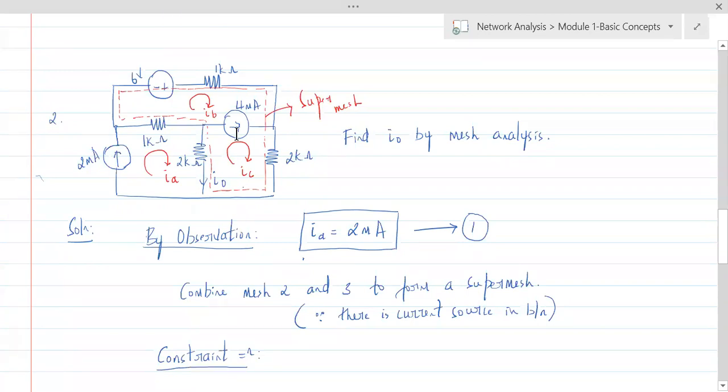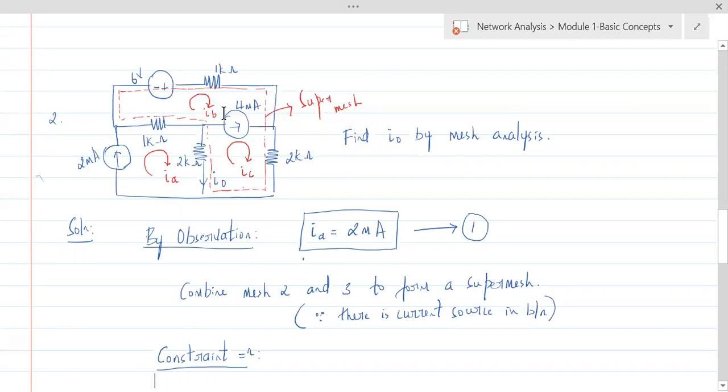Can we write this 4 milliamperes in terms of IB and IC, is the question. Yes, we can. Now you have to see, among IB and IC, which current is in the direction of 4 milliamperes. IC is in the direction of 4 milliamperes and IB is flowing opposite to that of the 4 milliamperes direction.